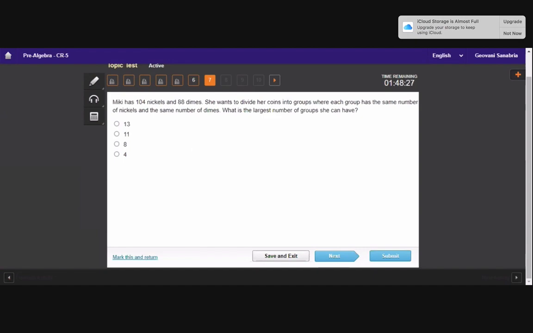I think you're right with dividing though. 104. Let's see. So maybe it's 104, I guess, divided by 13 gives you 8. Oh, and then 88 divided by 13. No, that doesn't work. I'm seeing if 104 divided by those numbers ends up giving you the same number. So 88 divided has the 88.